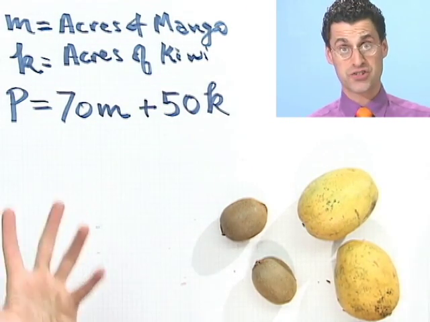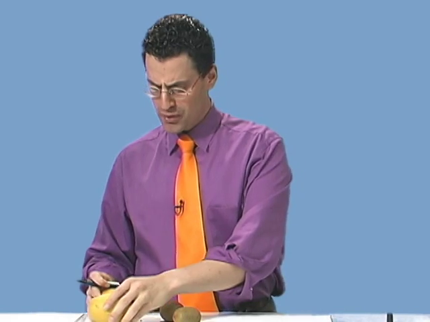Now we have to figure out what the constraints are. There's a constraint on the plow, and there's a constraint on the tiller. Let's think about the plow first. What's the constraint on the plow? Well, first of all, how long would I need to use the plow? Well, remember, I need to use the plow 3 hours per acre for every acre of mango.